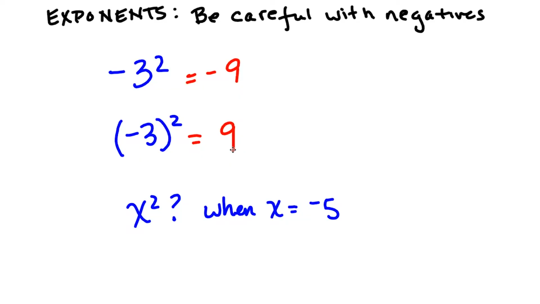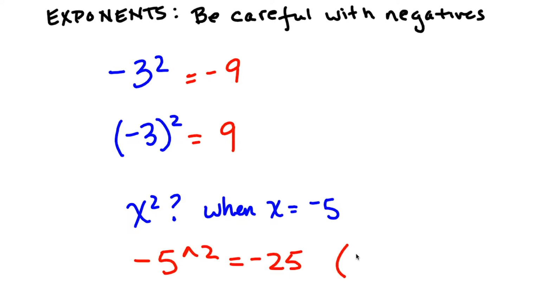Let's take a look at how the ACT tricks you with a question. What's the value of x squared when x is equal to negative 5? A lot of students will put in negative 5 squared. The answer is negative 25, which is one of the choices, and they'll look at their calculator and pick it. But what they should do is use grouping symbols, parentheses negative 5, and parentheses squared equals 25.